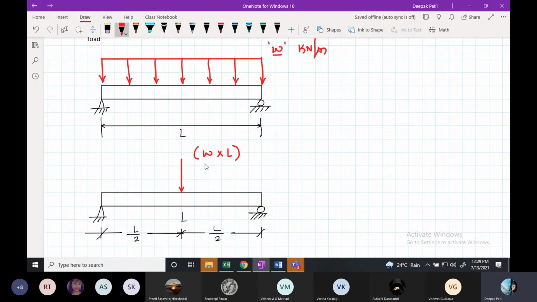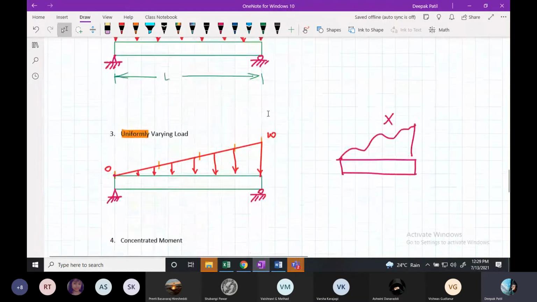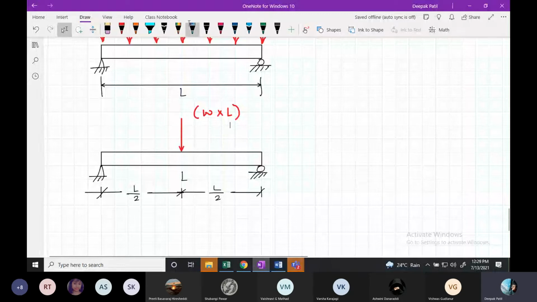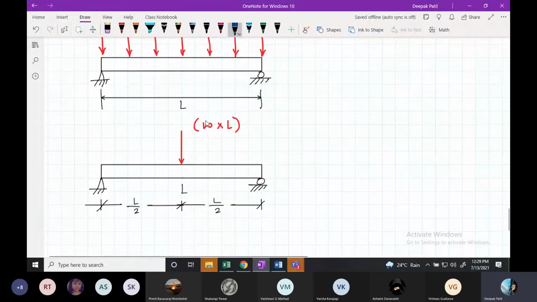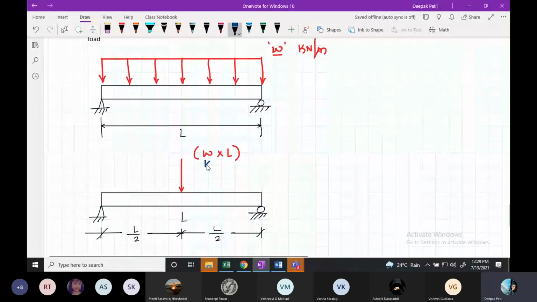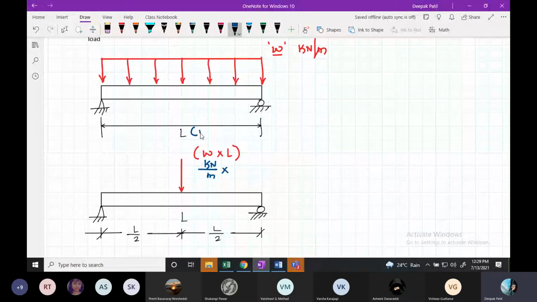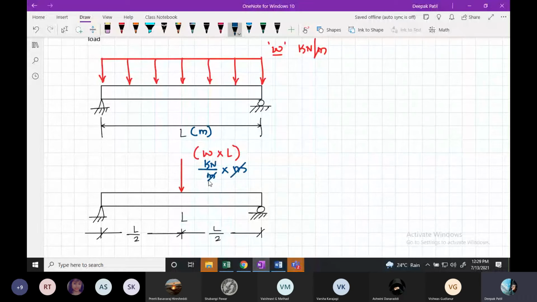Now what will be its unit? I told you always the point loads will have unit either kilonewton or Newton. Let us see what will happen here. The unit of W I have given is kilonewton per meter, multiplied by L, let us say in meters. So kilonewton per meter multiplied by meter, the meter will cancel and you will get the unit of the point load as kilonewtons.